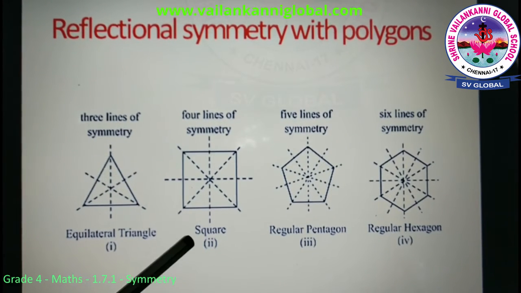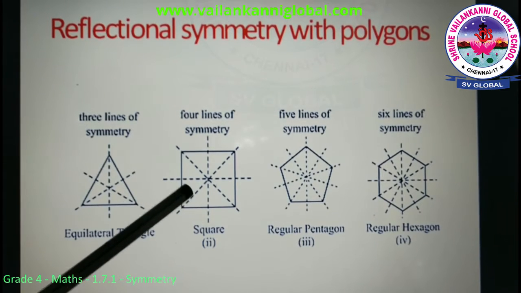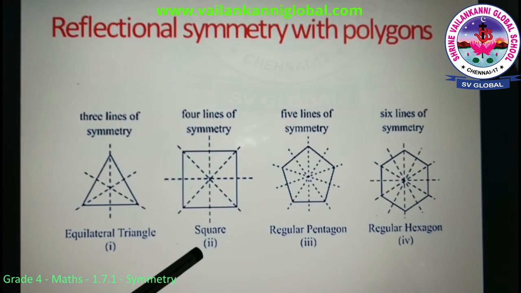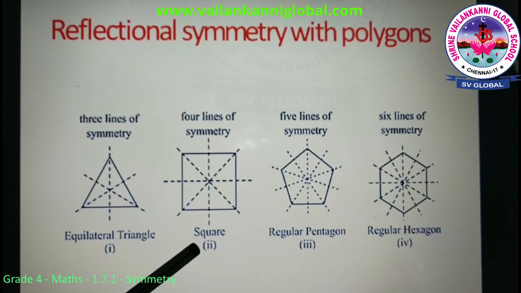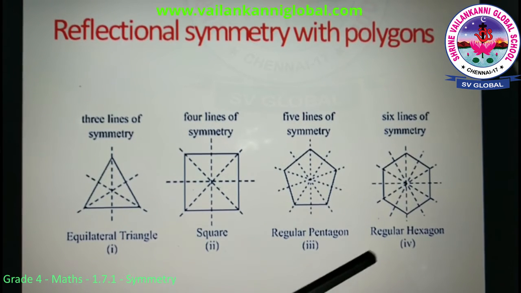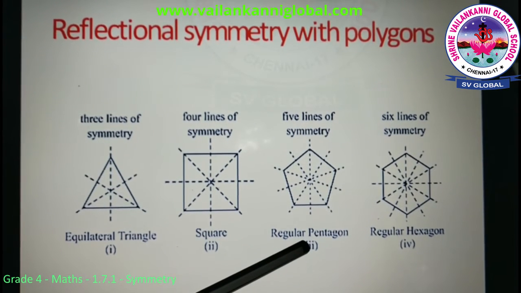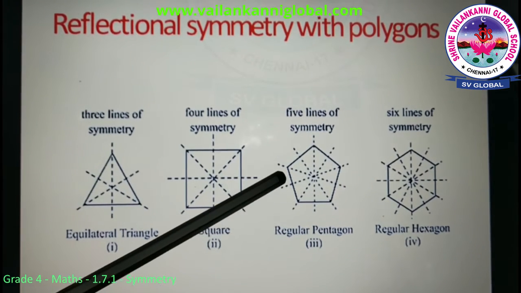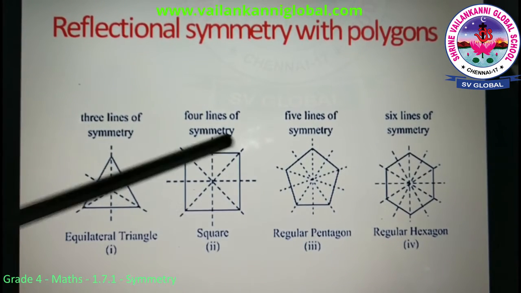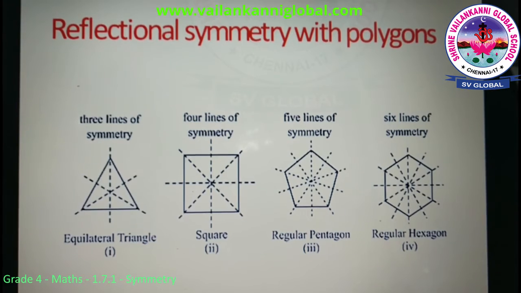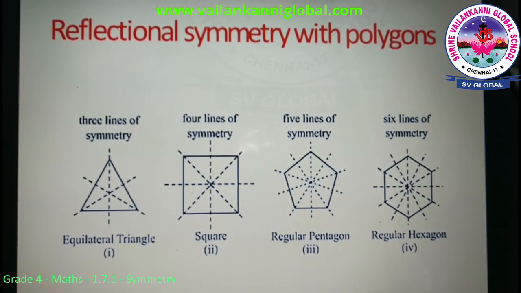But the square has four lines of symmetry because it has four equal sides. All the sides are equal. The next one is the pentagon. For this regular pentagon, all the sides are equal. It has five sides, so five lines of symmetry. The hexagon has six lines of symmetry.